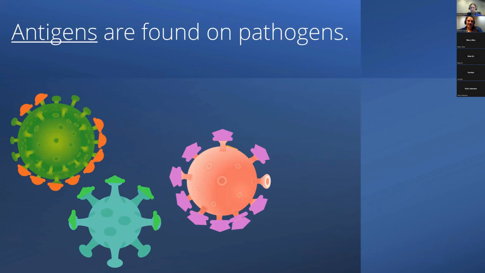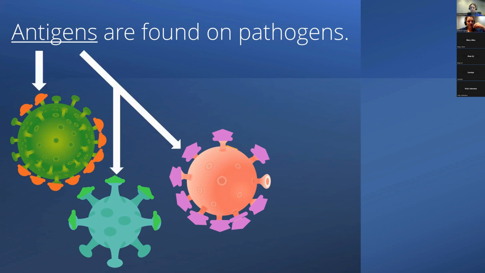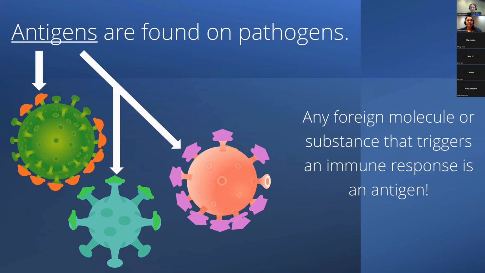Now, another word that starts with anti is antigens. Antigens can be found on pathogens. Those viruses, bacteria, fungi, things like that, can have these things on their surface, and those things on the surface can be called an antigen. You can think of it as the pathogen's hands. It's what's going to allow them to grab onto our cells, infect our cells, and interact with our cells. A general description of an antigen is any foreign molecule or substance that can trigger an immune response. So basically, anything that's going to trigger our body to create antibodies is an antigen.